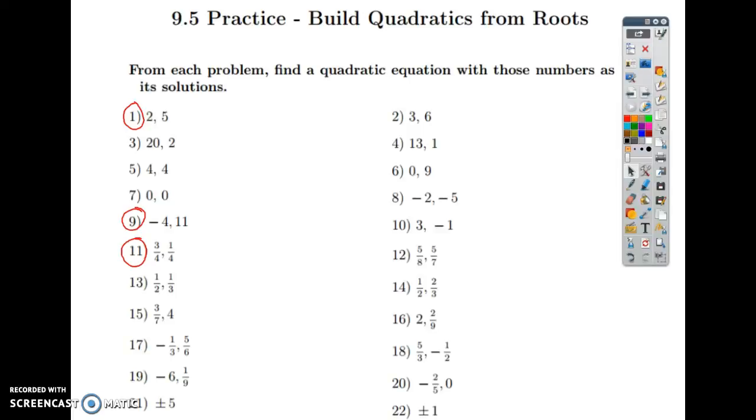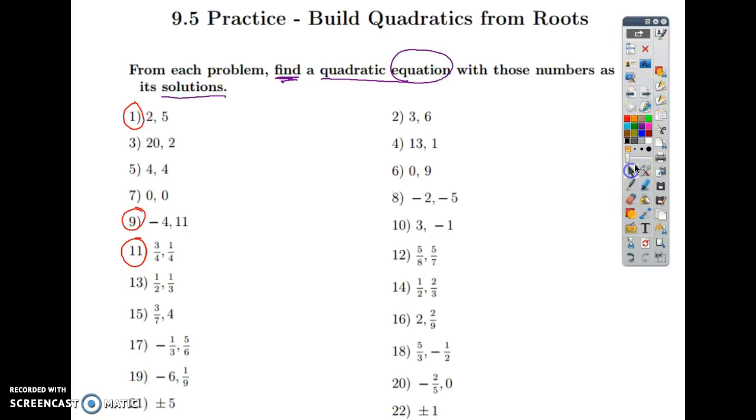Okay, so on this page, the problems that I'm going to help you out with are problem number 1, 9, and 11. And it is asking to find the quadratic equation. So right now, they're giving you solutions. These are your solutions. And in order to find the equation, you need to find the factors first and then go look at the equation.